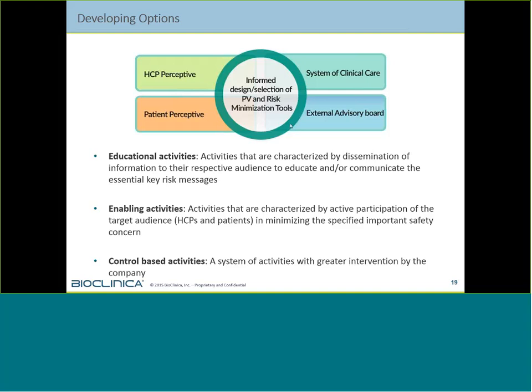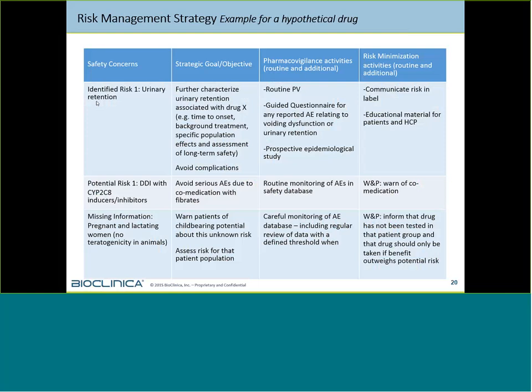Next slide. Here's another hypothetical drug, as an example of what you can put in your risk management plan. For instance, you have an identified risk, and that is urinary retention. Your goal is to have further characterized the urinary retention in association with the drug. For instance, time to onset, specific population, interactions, assessment on long-term safety, and of course you want to avoid complications due to the retention.